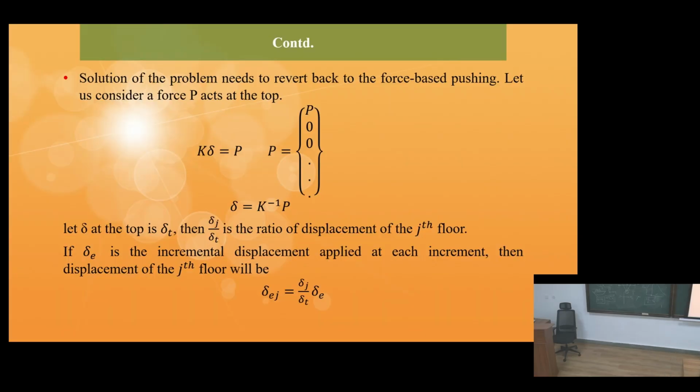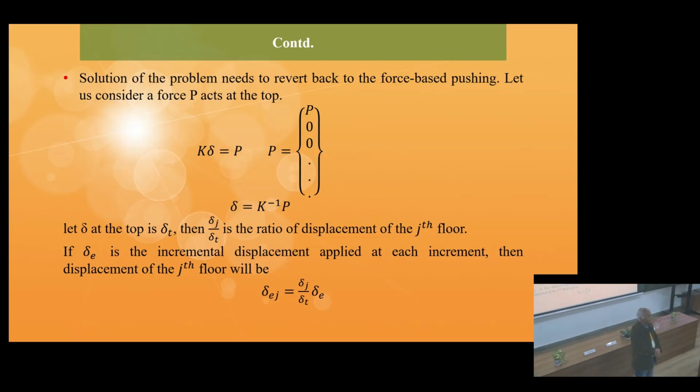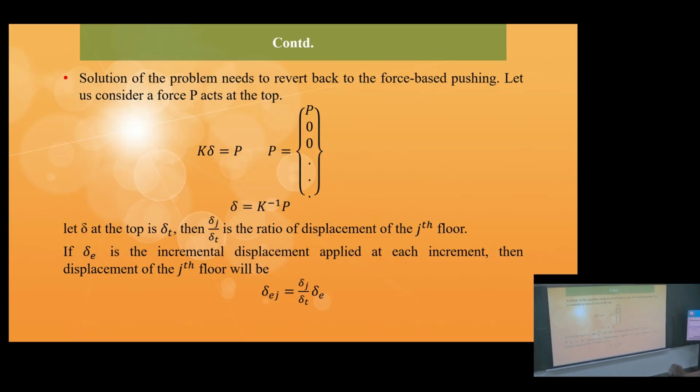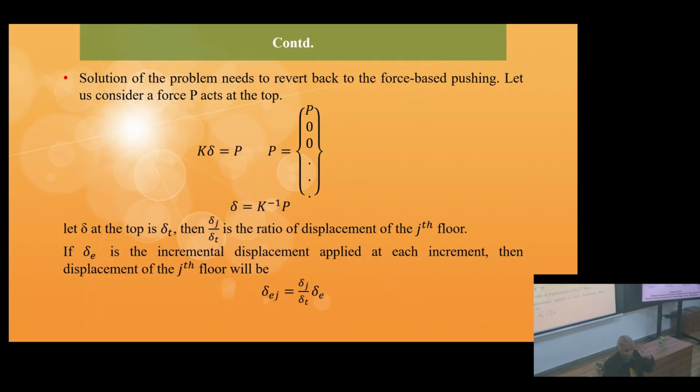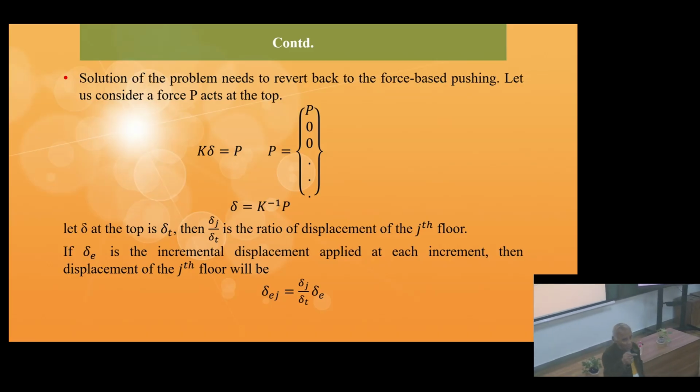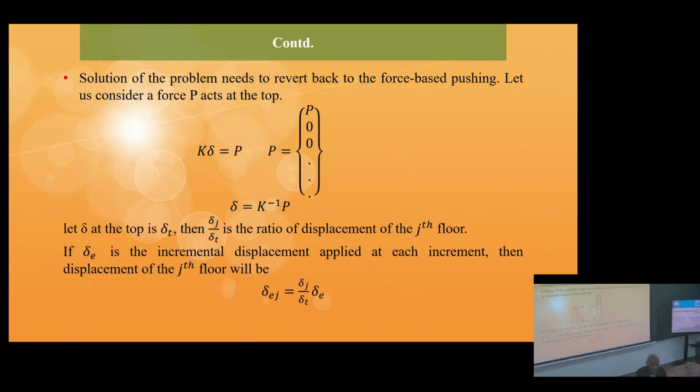K11, K21, K31, K12, K22, K32, K13, sorry, K31, K32, K33. It is a three-vector matrix. I have a 3-story frame. I am putting a unit load over here. Now tell me, what will be the displacement at 3 points?